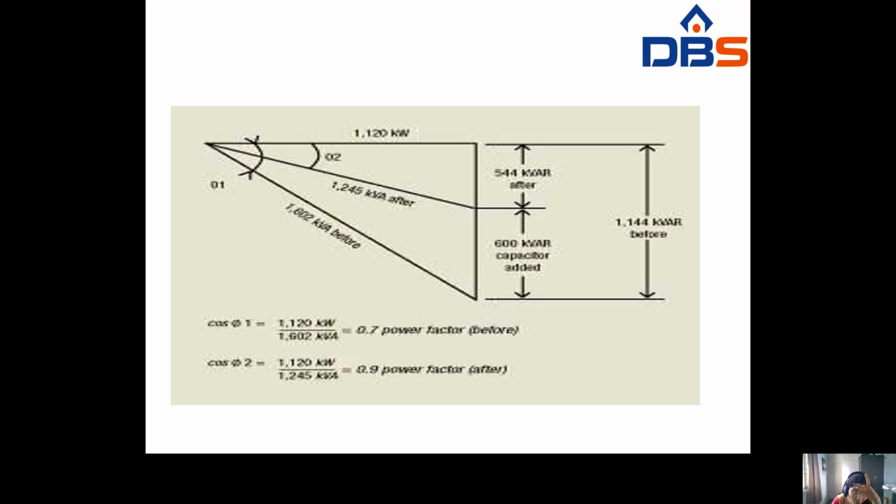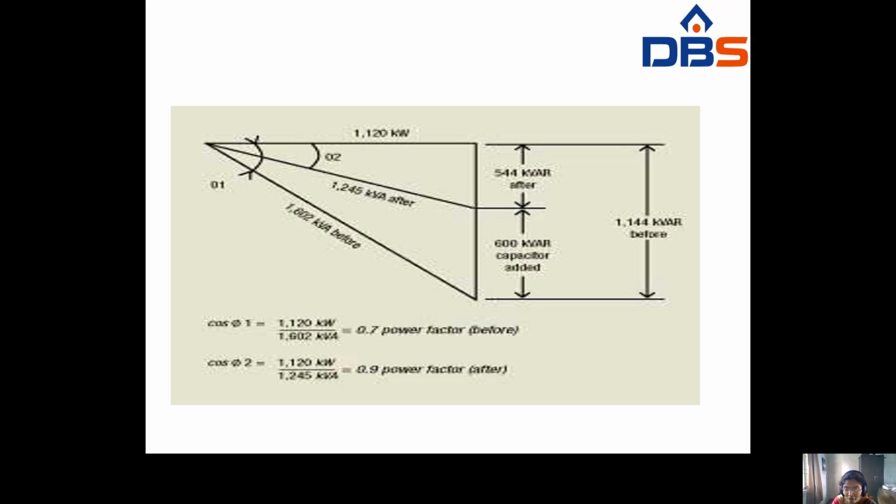You have to take the two power factors, cos phi 1 and cos phi 2. So cos phi 1, this will be phi 1, is the adjacent side by the hypotenuse: 1120 kilowatts by 1602 kVA. So at that time it is 0.7 power factor before, that is, without adding capacitors.